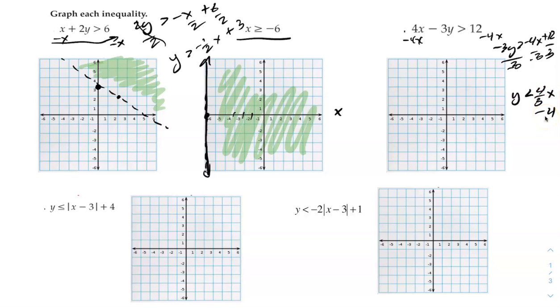So start at -4. My slope is 4/3, so up 4, right 3. It is dotted, no equal to sign. And since we divided by a negative, I switched the sign, so now it's a less than, so I'm going to shade below. So like that.